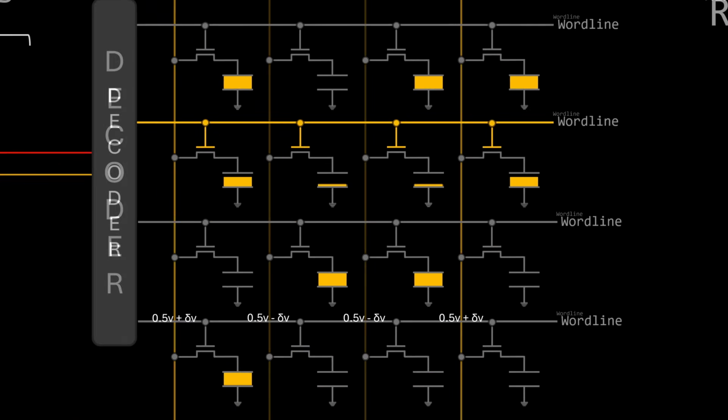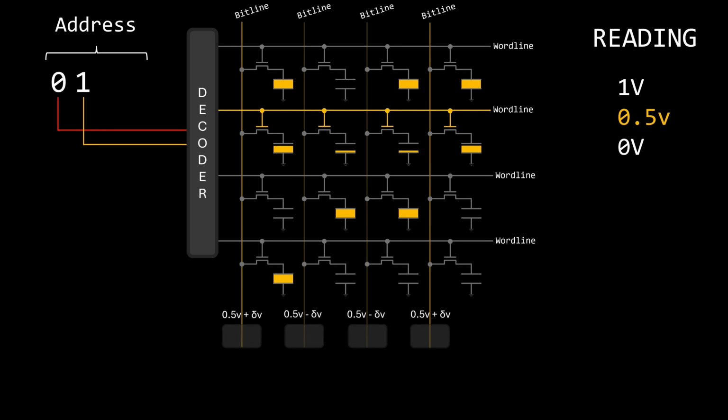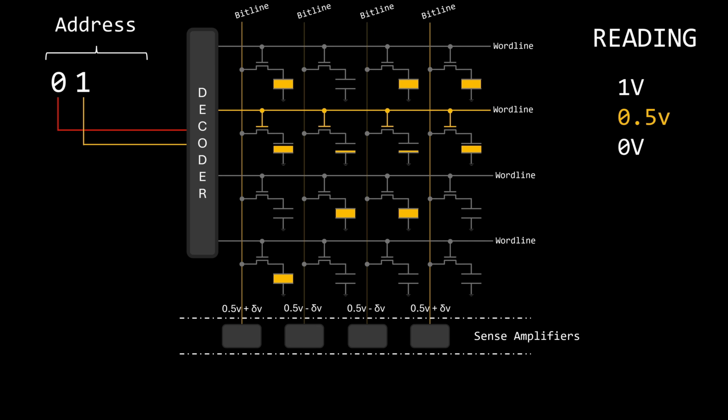These voltage changes on each bit line are detected by a component called a sense amplifier at the end of each bit line. If the sense amplifier detects that the voltage is above 0.5 volts, it outputs 1 volt, representing a binary 1. If below 0.5 volts, it outputs 0 volts, representing a binary 0.